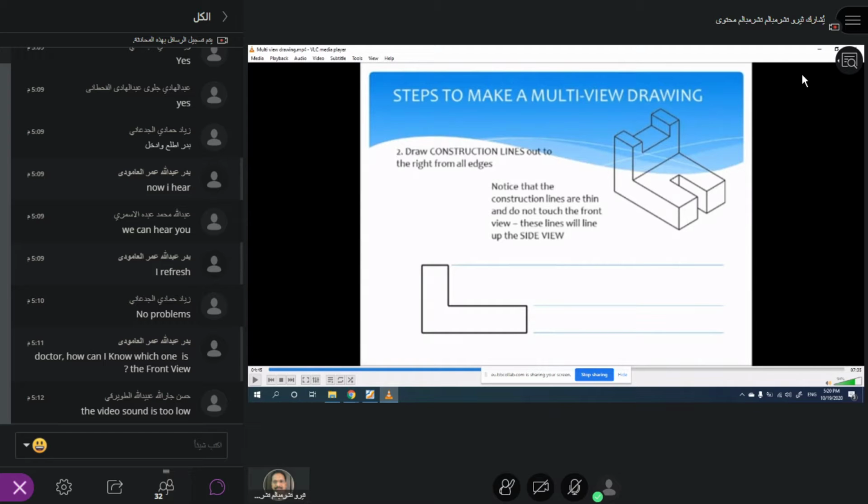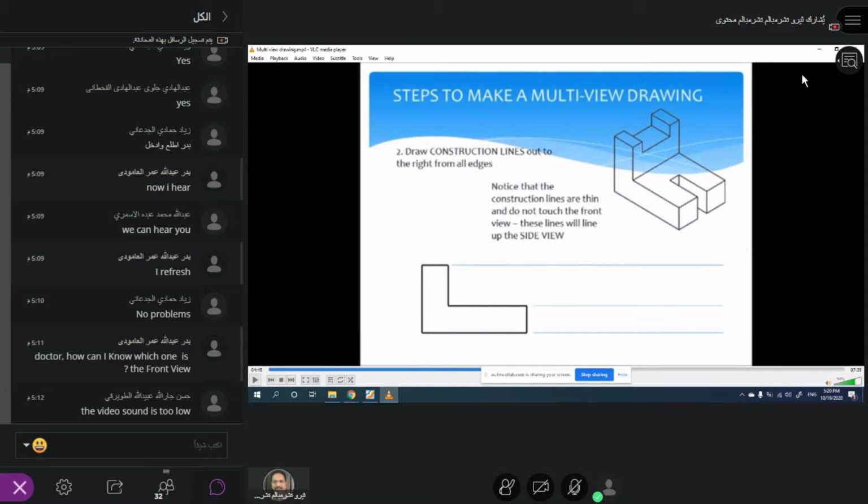And now you may be wondering why this construction line is necessary. The fact is, when you extend this construction line from the front view, you don't need to measure the height of the component or the height of the object, because by extending the construction lines, you know the height of this object. So you don't need to measure it again.